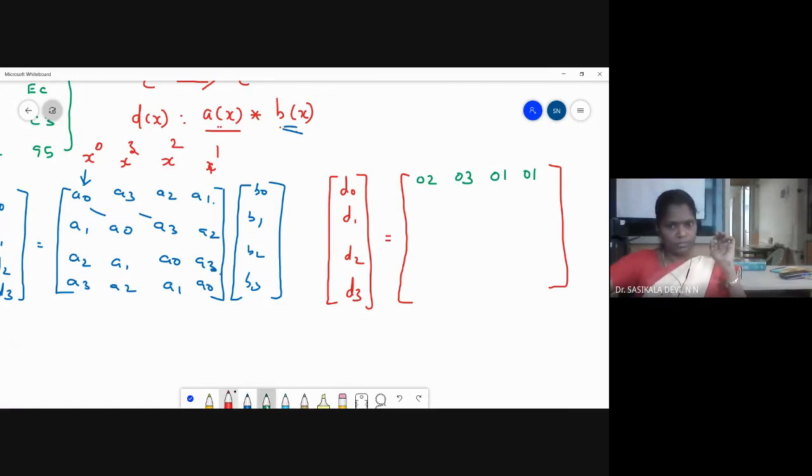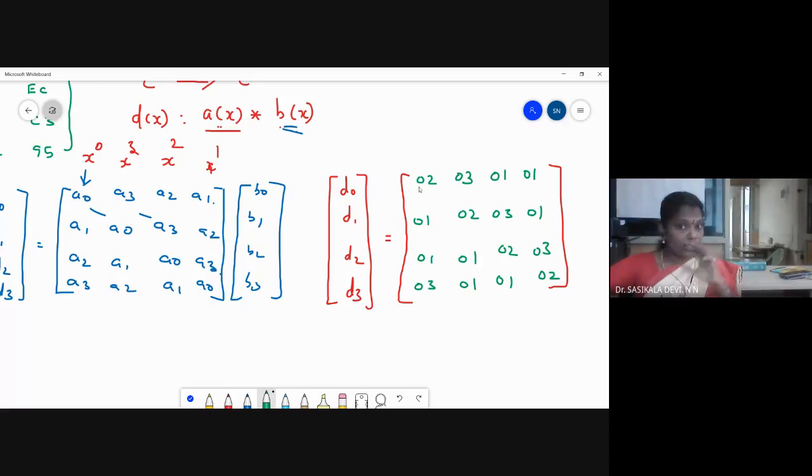So this will be 02, 03, 01, 01. Now this will be 01, 02, 03, 01, and then 01, 01, 02, 03, and then 03, 01, 01, 02. All these are not normal coefficients. All these are polynomials over GF of 2 power 8.